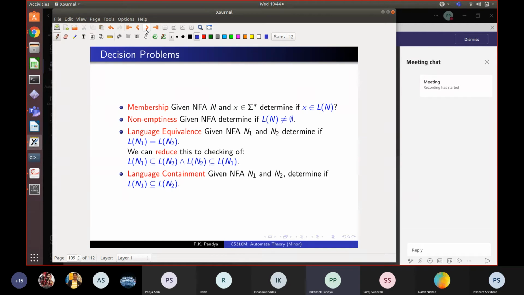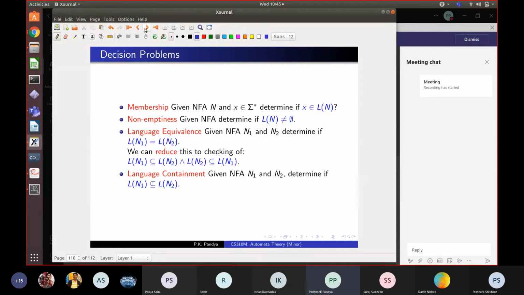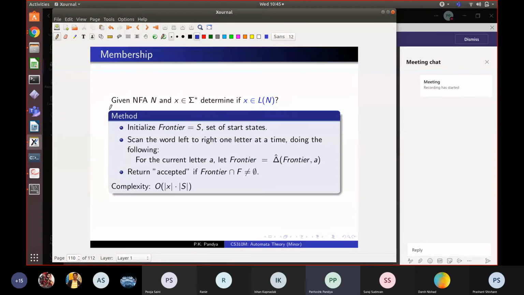I am just going to do this a little fast because I think it requires certain background in graph algorithms, but let's do it. First is the membership problem. We will take all these three problems one by one, and see some method by which a computer can solve them. Given an NFA N and a word, we want to determine whether that word is accepted by the automaton or not. This is the problem. And how do we solve it?